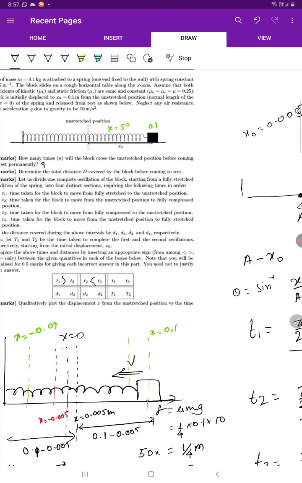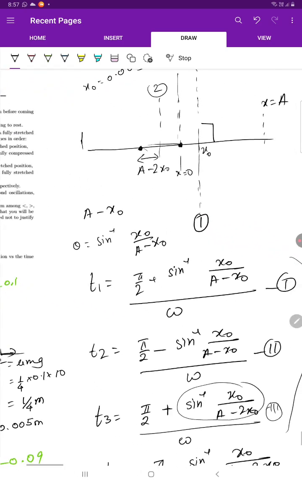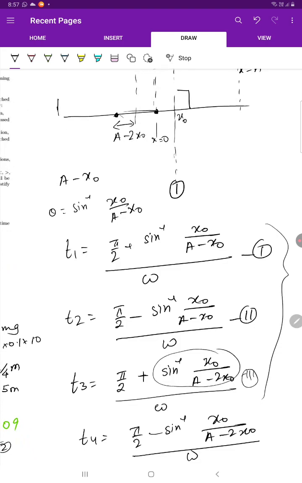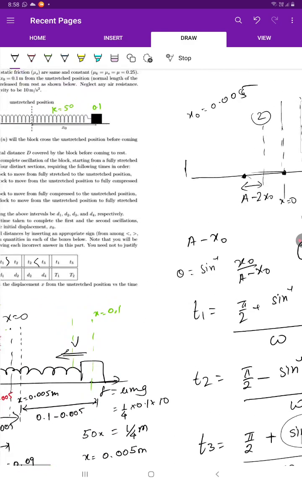Common sense. Now between T1 and T3, observe that the denominator in T3 has decreased, and it is lesser than the denominator in T1 in that sine inverse term. So basically the angle in T3 is more than the angle of T1. Thus T3 will be greater than T1. So this is my first part.